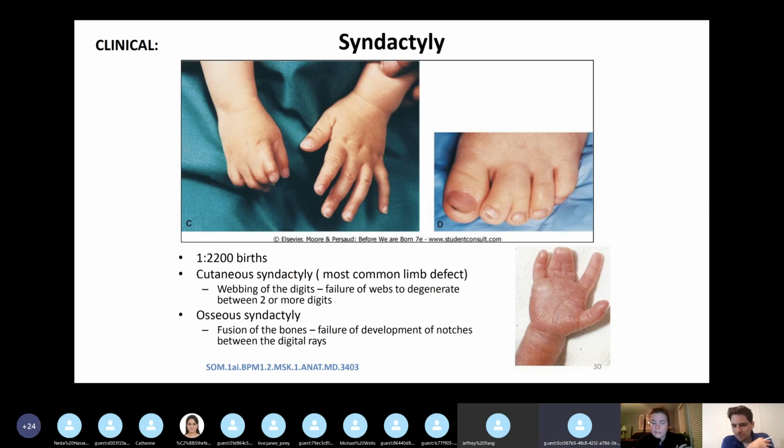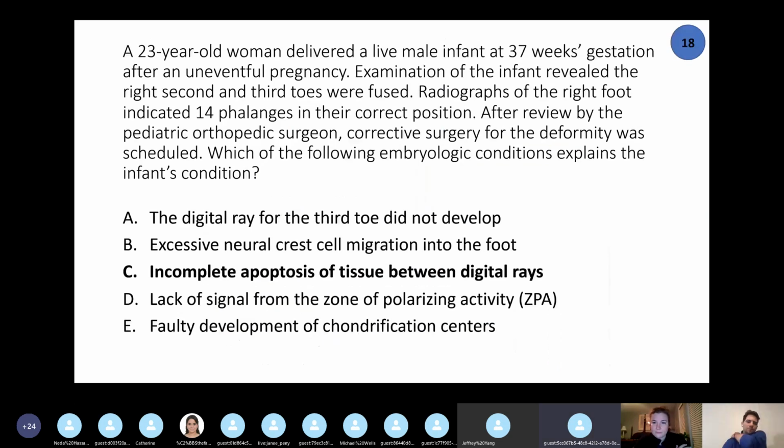So for the question we just did, because it said there were 14 phalanges, that indicates there was a fusion of the bones, correct? Correct. So then we know that this one is osteosyndactyly. Yeah, exactly. They could have also written failure of development of notches between the digital rays. It would have been the same answer. Is that the point you're trying to get across, Lindsey? Yes. Okay, cool. Thank you so much.